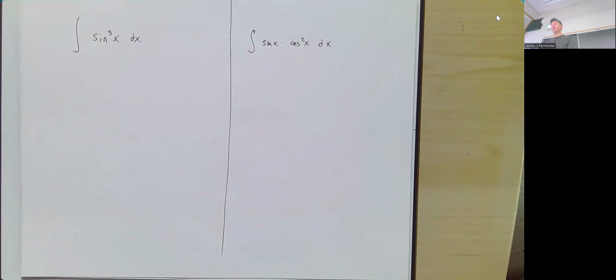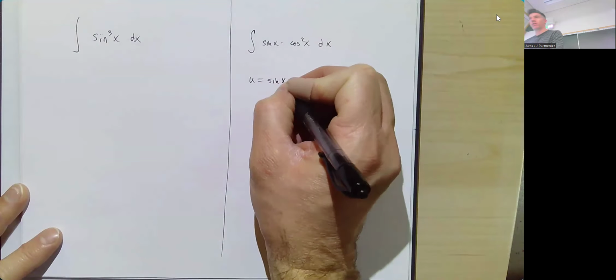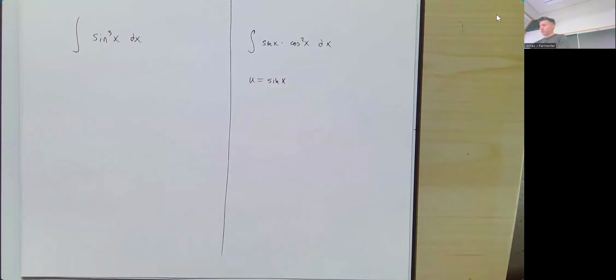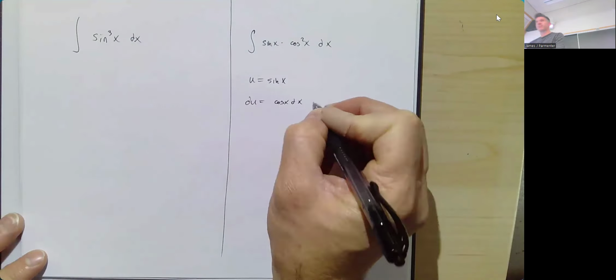There is a better choice. There is a best choice and a terrible choice for you here. So you can pick u equal to either one, actually. But look what happens. If I pick u equal to sine, things are not going to go well. And here's why. The derivative of sine is cosine of x dx.